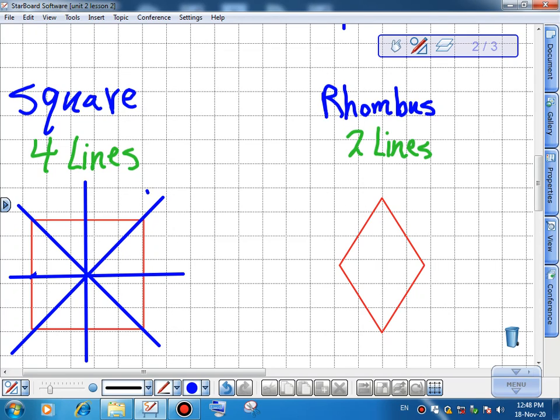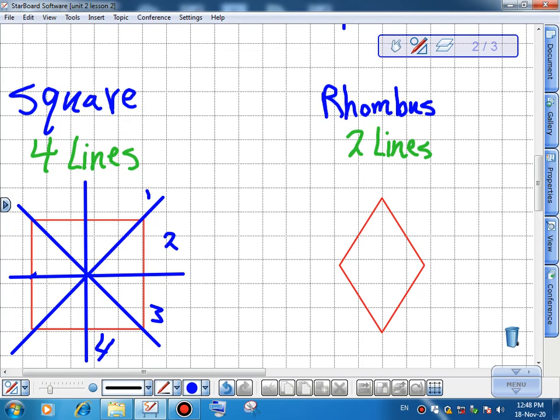Then we get 1, 2, 3, 4 lines of symmetry. So a square has only 4 lines of symmetry. The next figure, rhombus.